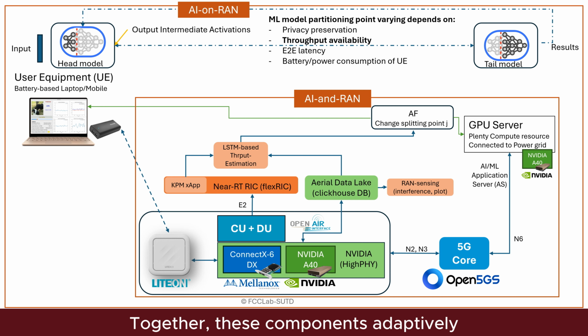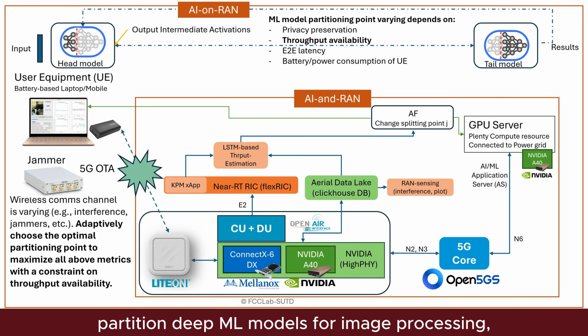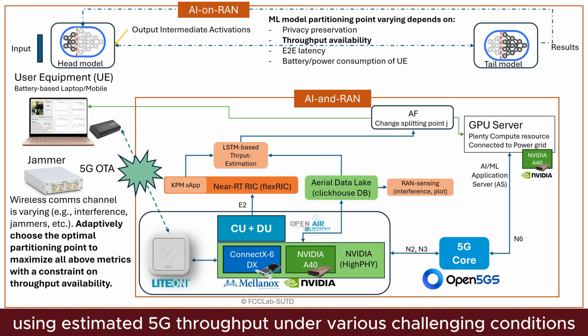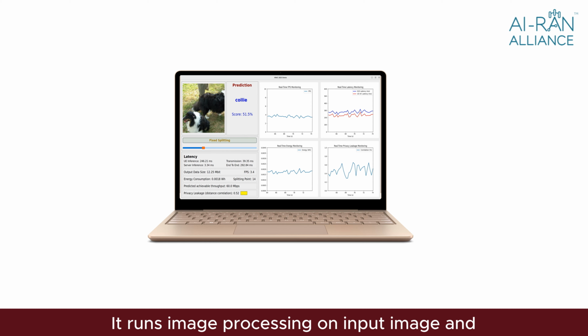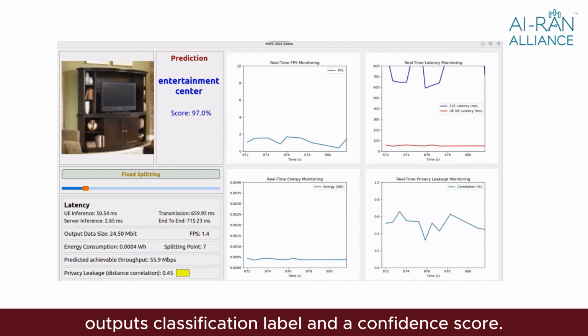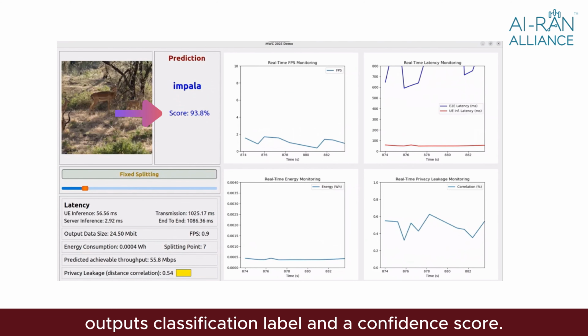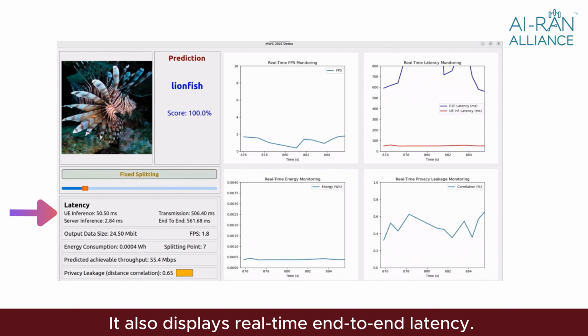Together, these components adaptively partition deep ML models for image processing, using estimated 5G throughput under various challenging conditions like interference, jammers, and UE mobility. This is the GUI. It runs image processing on an input image and outputs a classification label and a confidence score. It also displays real-time end-to-end latency.